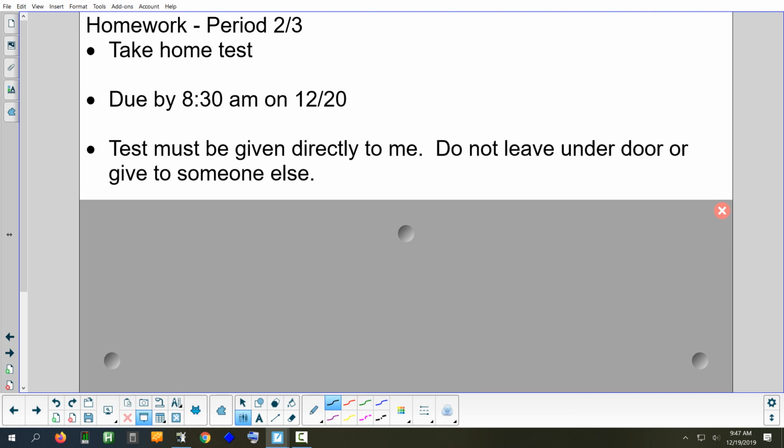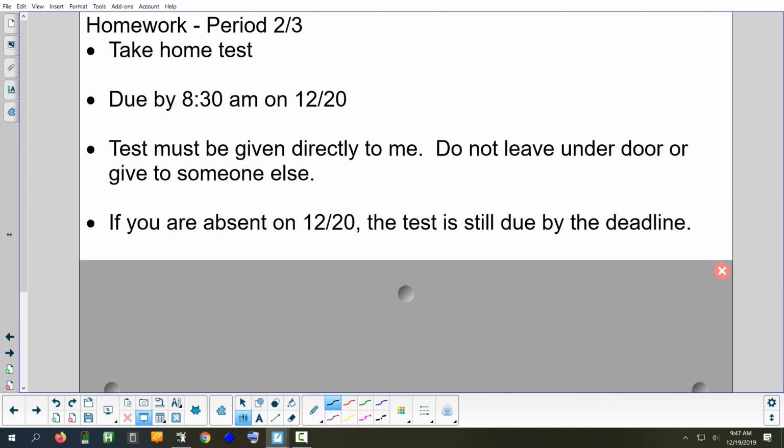Make sure you give the test directly to me. Do not put it under my door. Don't leave it with the main office or something, because if I don't have it by 8:30 and you say, oh, well, I put it under your door at like 6 a.m. or something, I don't know. It ends up gone, you know, if somebody throws it away. So make sure you give it directly to me.